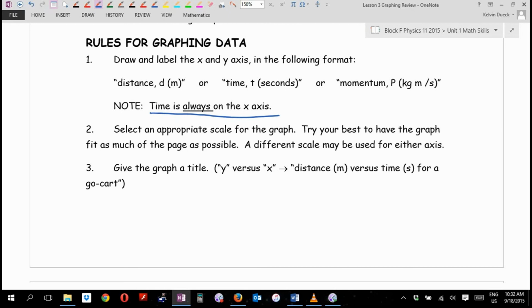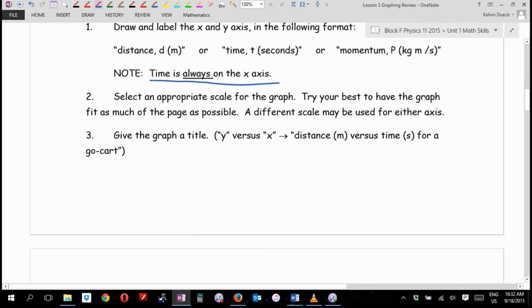Make it look pretty. Give the graph a title. The easiest title is whatever is on your x-axis versus whatever is on your y-axis.